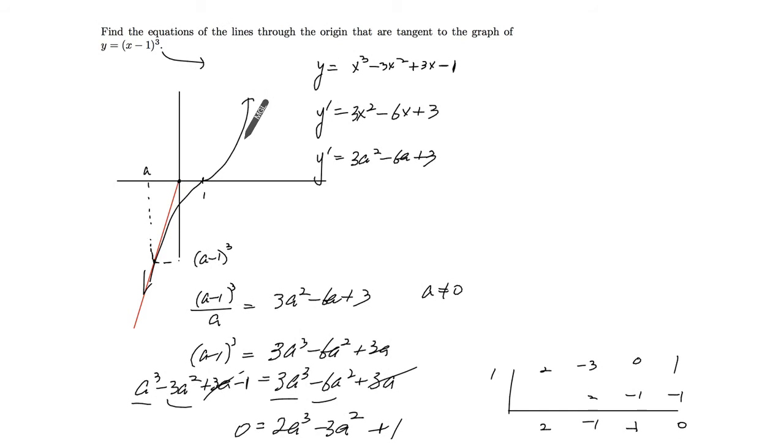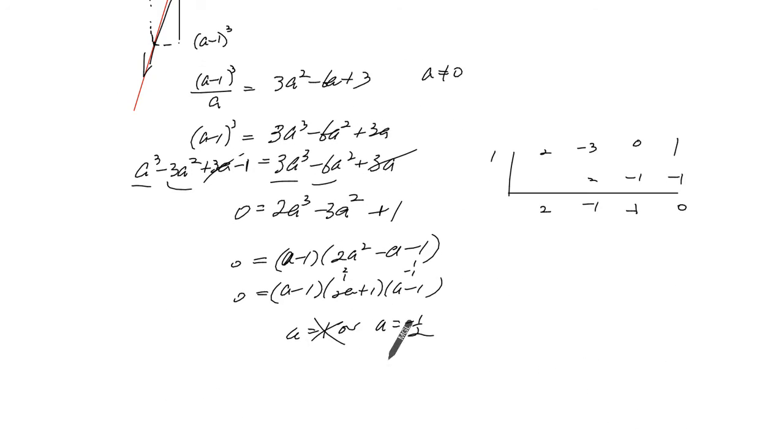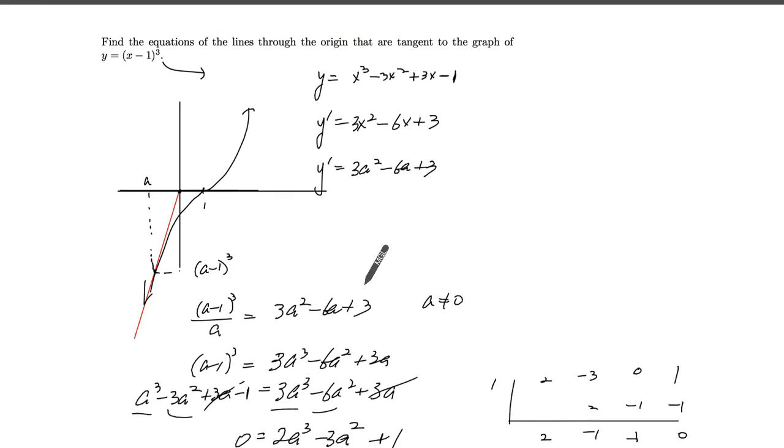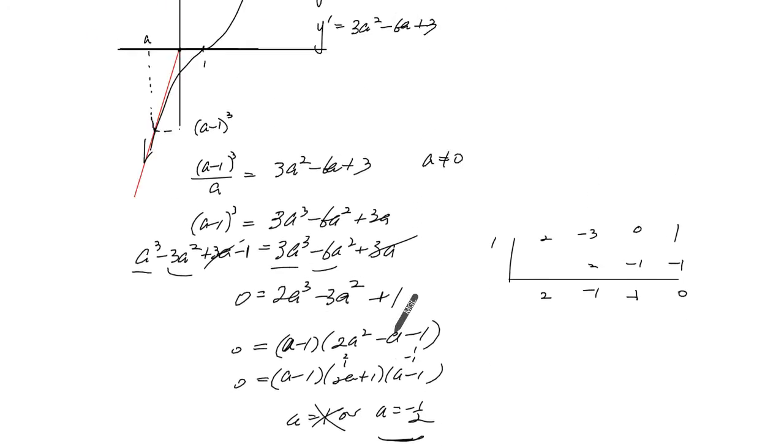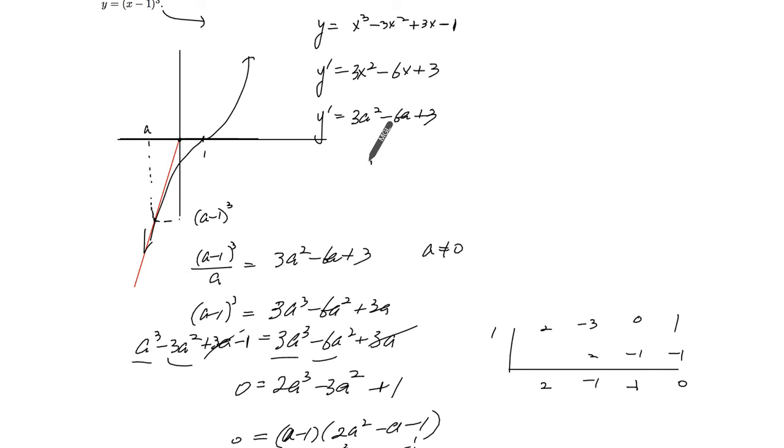Okay, so here's 1. This does give you a single intersection point, but it's not a tangent. So we have to pick this one, a is equal to negative half. So find the equation of the tangent line through the origin. Once we have the fact that a equals negative half, that means x is negative half. The y, we can just plug it in here. So it's negative 3 over 2 cubed, which gives you negative 27 over 8.